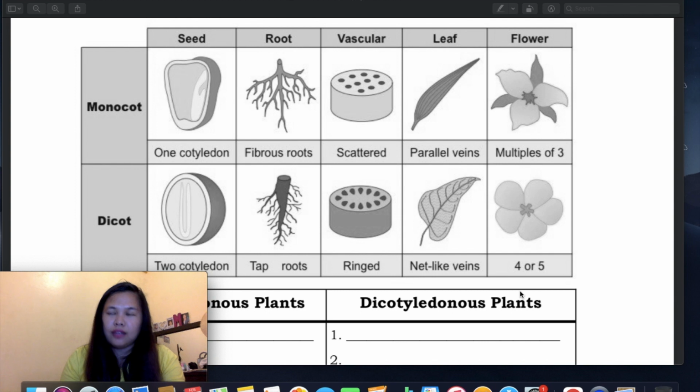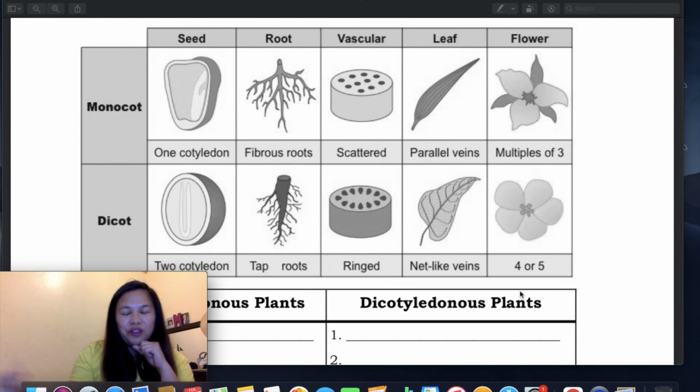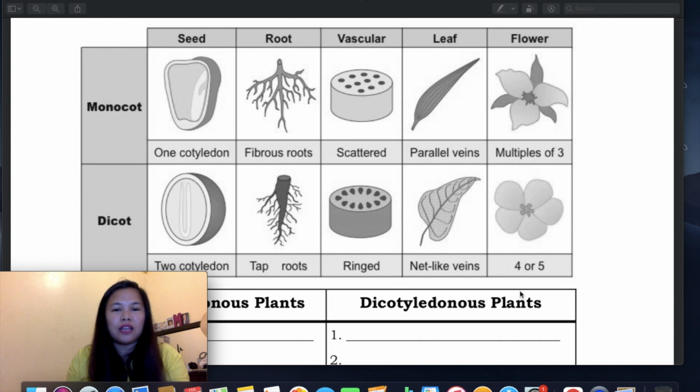Okay, pag ako ay lalabas, ang unang hanapin ko talaga yung mga halaman na may flower na multiple of 3 and 4 or 5. Kasi doon na natin malalaman. Kung wala kayong nakikita na namumulaklak sa surroundings nyo, maghanap na kayo ng mga ganitong uri ng mga dahon. Kung yan ay patulis, monocot.